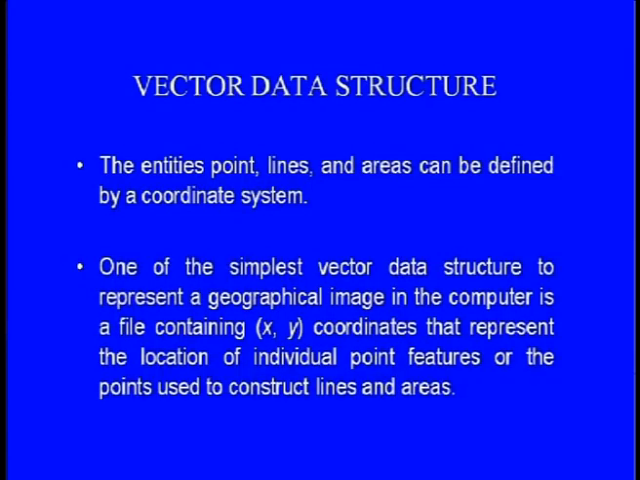Now, let us look at vector database structure, vector data structure. The entities like points, lines and areas can be defined by a coordinate system. One of the simplest vector data structures to represent a geographical image in the computer is a file containing x, y coordinates that represent the locations of individual point features or the points used to construct lines and areas.